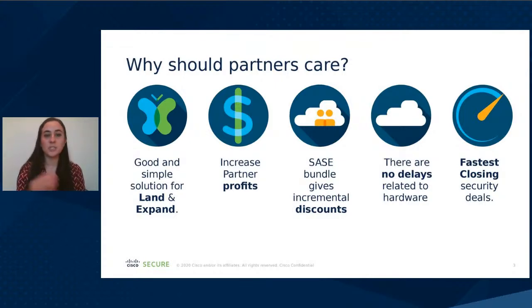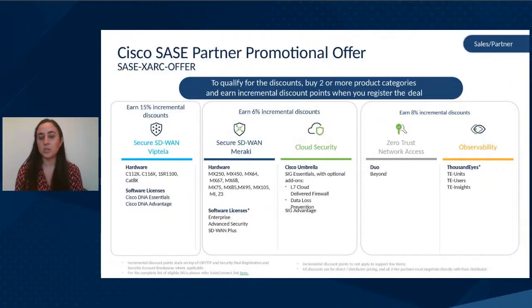Now, if you go back to the SASE promotion, I'm just going to talk about it real quick. To qualify for the discount, you need to sell at least 2 of the SASE portfolio. So let's say, for example, you're selling Meraki and you add Umbrella, you get 6% incremental discount on Meraki and 6% on Umbrella. If you sell Duo and Umbrella, you get 8% on Duo and 6% on Umbrella. And you can mix and match.